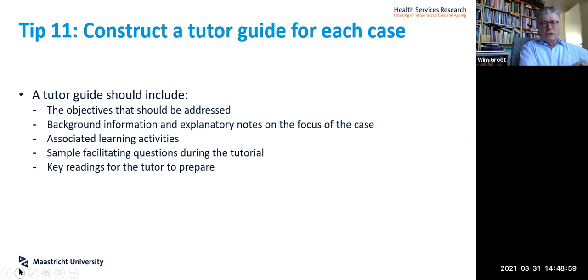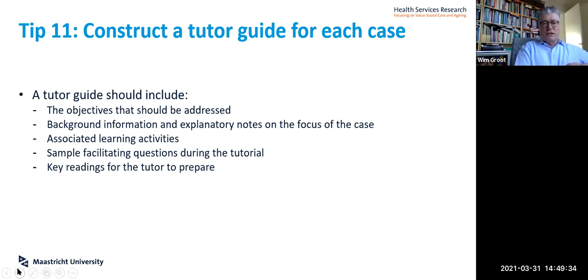Also, the tutor guide should include the associated learning activities, what actually the students should do in the self-directed learning, what literature they should study, and what is important for them to take out of the literature, not to share this with the students, but for the tutor to know, of course, what the literature is about and what students in the post-discussion should bring back to the table from what they have taken out of the literature.